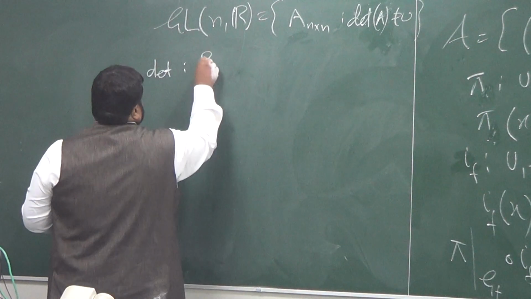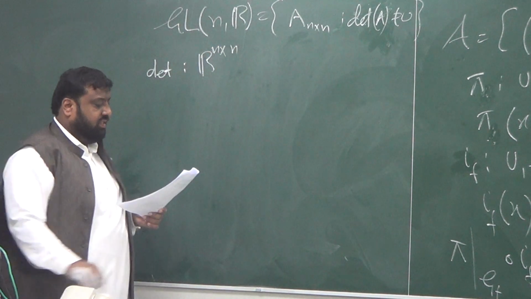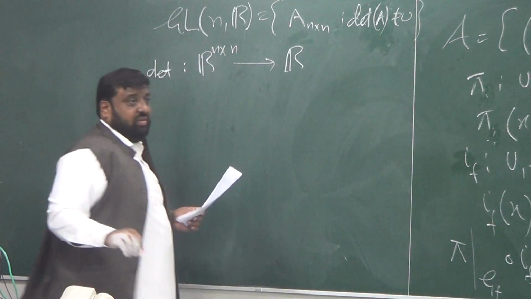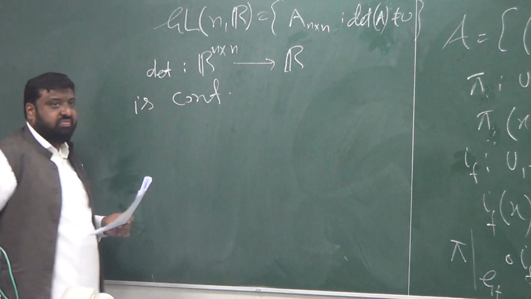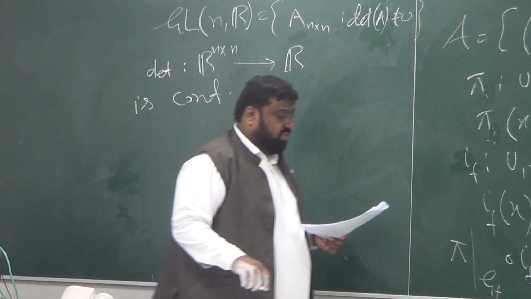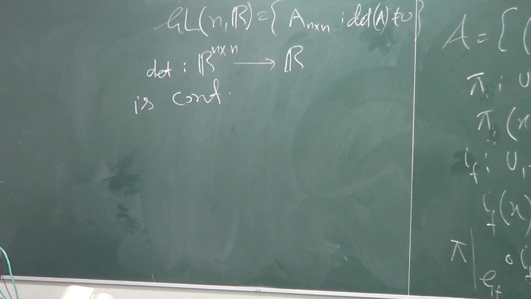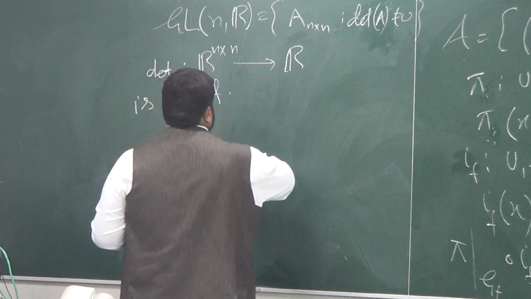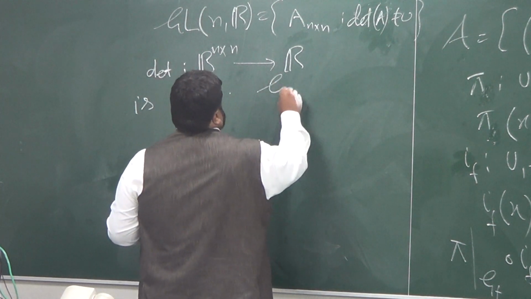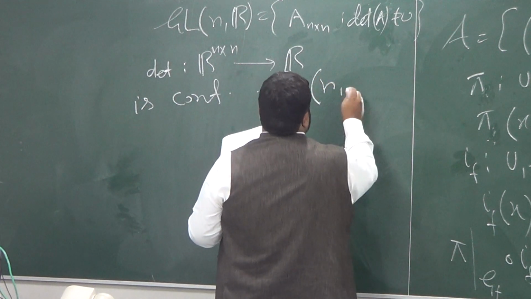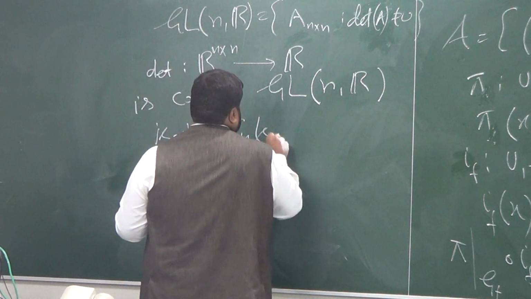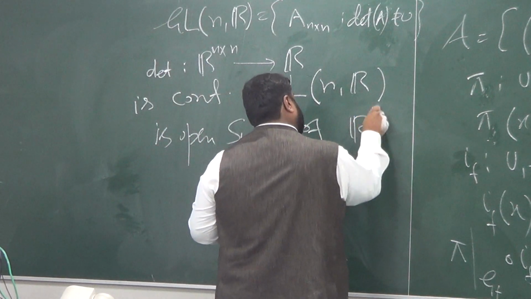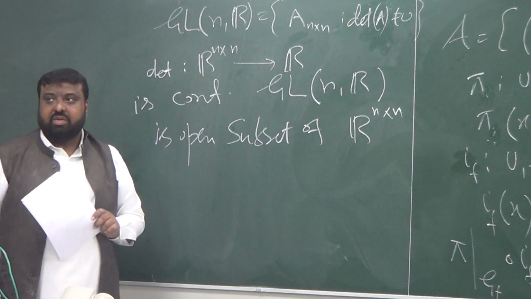Consider the determinant as a map from Rn cross n, and we can show that this map is continuous. Are you getting the point? Using this map, I can actually show that this special linear group, or general linear group, GLnR, is an open subset of Rn cross n.